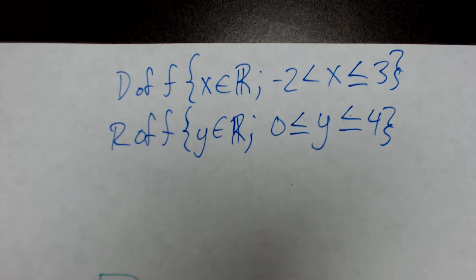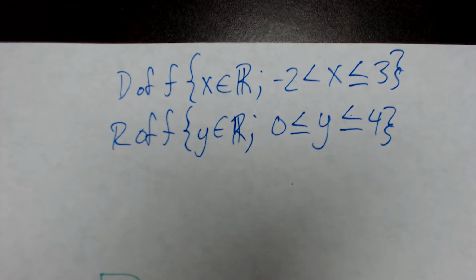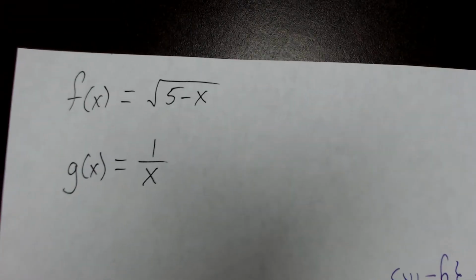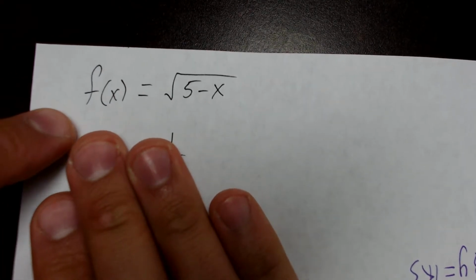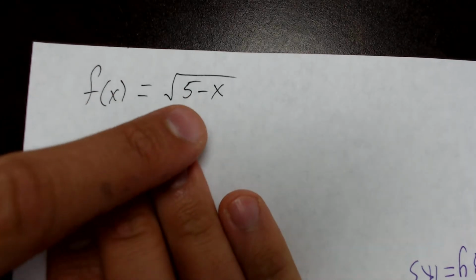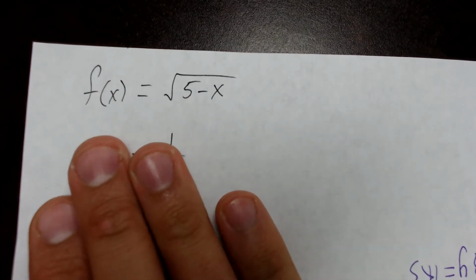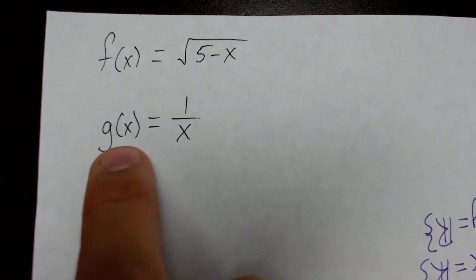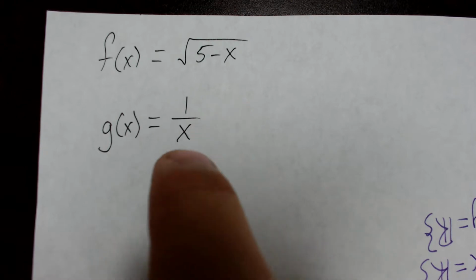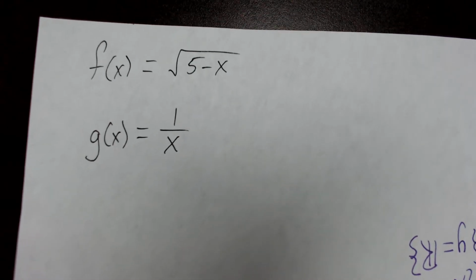Now, what if they tell us to find the domain of a function, but they don't show us the picture? So those problems are going to look like this. The book will tell you to find the domain of the function f of x equals the square root of 5 minus x. And then they'll have another one, they'll say find the domain of g of x equals 1 over x. Now there's two rules we have to remember.